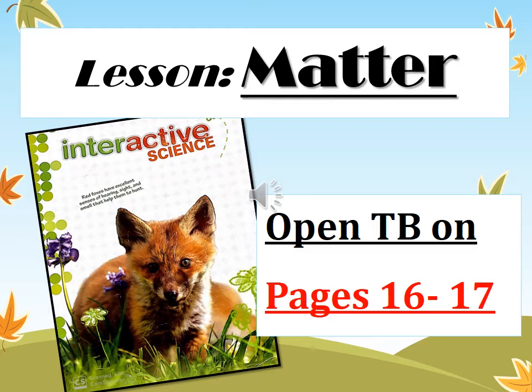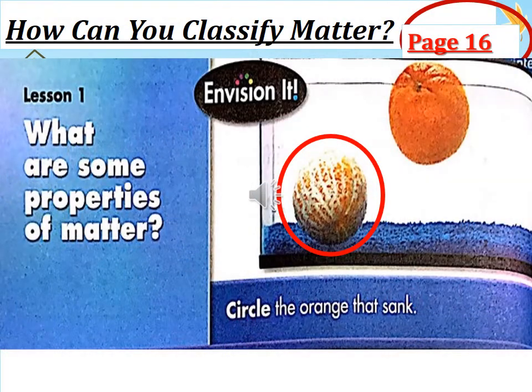Go along with me as we open your textbook on pages 16 and 17. Have you opened those pages? Let us now proceed with page 16. You have here the Envision It part. You are given the instructions to circle the orange that sank. Is it the first orange or the second orange? Circle it now. Good. The first orange sank because it is more dense or compacted together, whereas the second orange floated because the cover or the outer skin was filled with tiny particles of air.